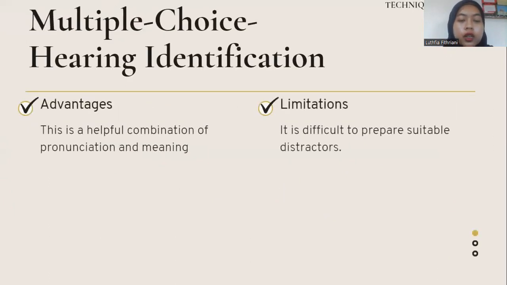Multiple choice hearing identification also has advantages and limitations. The advantage of multiple choice hearing identification is this is a helpful combination of pronunciation and meaning. On the other hand, the limitation of multiple choice hearing identification is it is difficult to prepare suitable distractors.